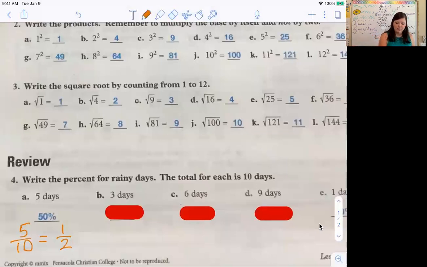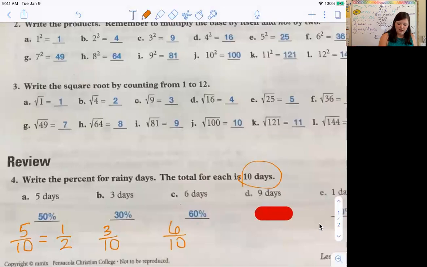3 days. Remember, it's out of 10 days, so let's make a fraction. 3/10. The trick for tens is look at your numerator, 3, and we're counting by tens, or basically just annexing a 0 at the end. So 3/10 is equal to how much percent? 30%. I bet you can guess the next one. 60%. How come it's 60? Because 6 over 10 is equal to 60%.